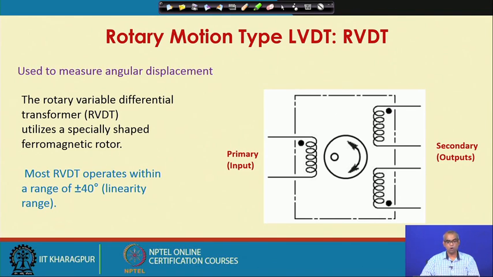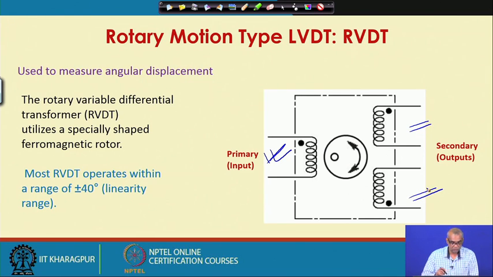Most RVDT operates within a range of plus minus 40 degrees, and this is the linearity range of the RVDT. So, it is very much similar to a linear variable differential transformer or LVDT. You have the primary coil, you have two secondary coils which are connected in series opposition.